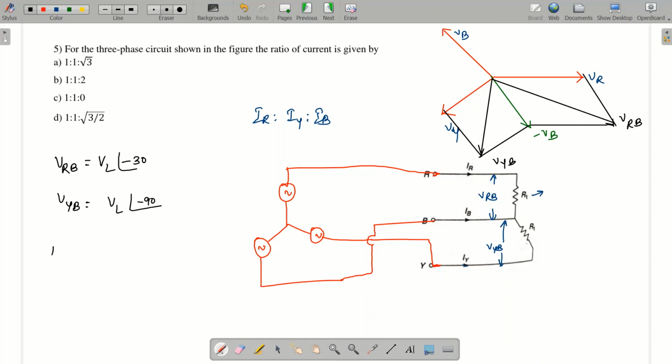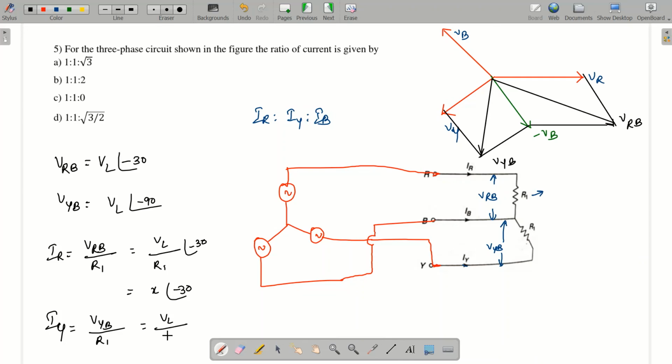Now I need to find out the value of IR. IR equal to what can I write? VRB divided by R1, which will be VL divided by R1 at an angle of minus 30. I am writing it as x at an angle of minus 30. Similarly, IY equal to the voltage across it, VYB divided by R1, which is VL divided by R1 at an angle of minus 90. So I am writing it as x at an angle of minus 90.